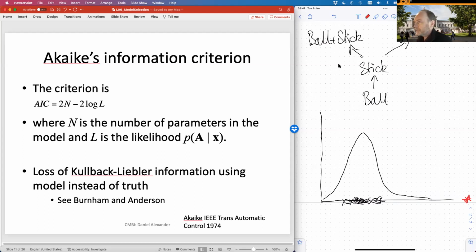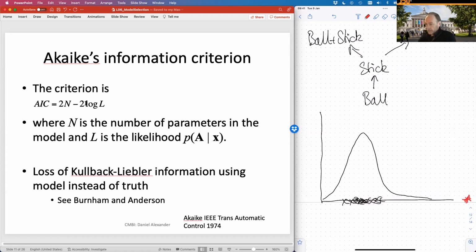Okay, so the next class of technique on my list is the idea of information criteria. There's a whole family of these. I'm going to focus, at least to start with, on one particular one, which is Akaike's information criterion. It's a very simple thing to write down and to use, with a very simple expression.